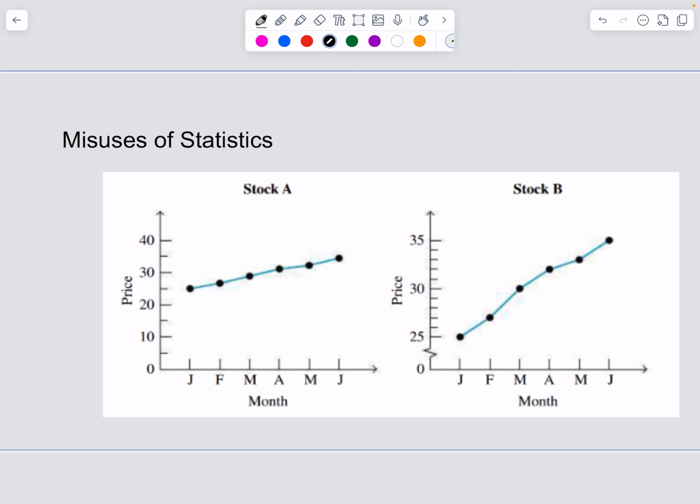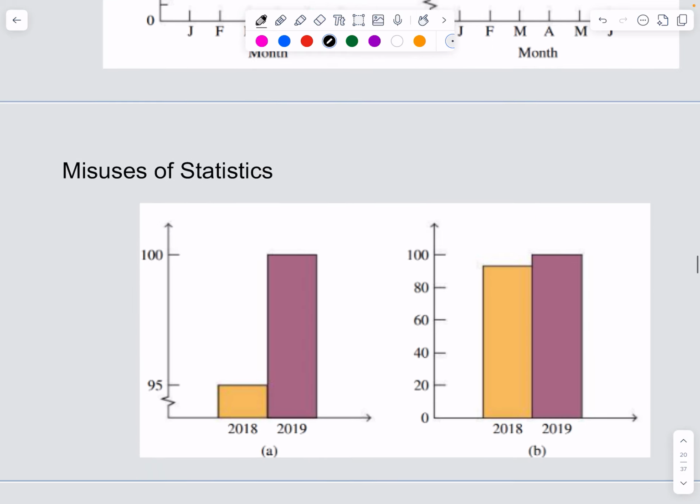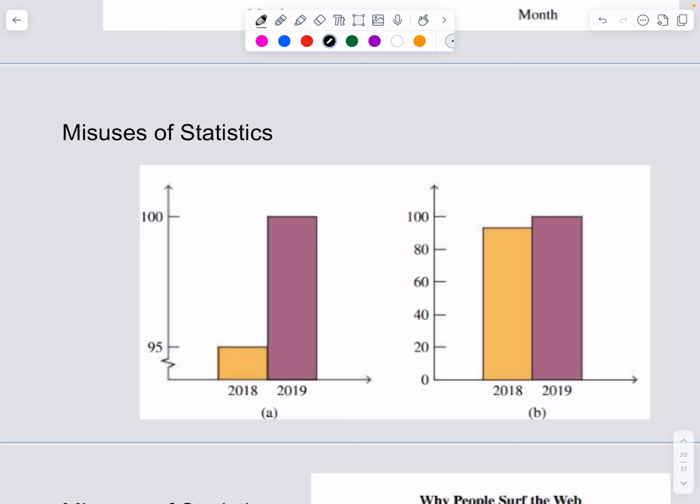Both of these tables are representing the same information. One is just zoomed in. So very misleading. Here's another where we have data from 2018 and 2019. Again, A looks like, wow, look at how much growth there is, and B looks like, wow, it hardly grew at all. They're representing the same data. It's just zoomed in.